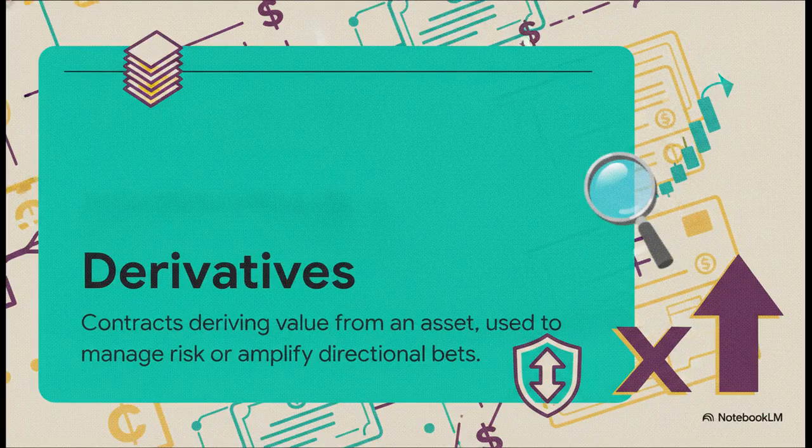Okay, so derivatives fundamentally redefine what we're actually trading. Unlike stocks, which give you actual ownership in a company, or bonds, where you're essentially lending money, derivatives are totally different animals. They are simply contracts. Their value is purely derived from an underlying asset. So why do advisors even use them? Well, it boils down to two main purposes. You either use them as a highly sophisticated tool to manage and reduce risk, or you use them to aggressively amplify a directional bet in the market.